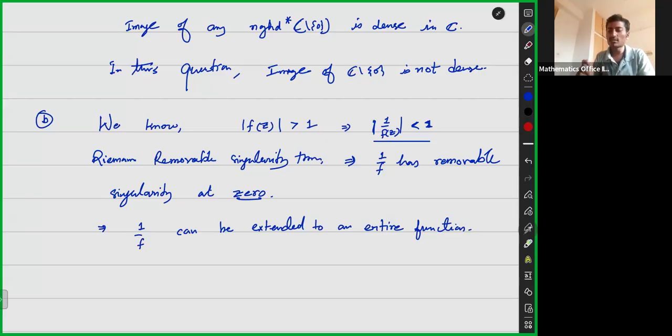Why? Because the modulus of 1 by f is bounded always, for every z in the domain, of course C minus 0. For 0, we don't care. Wherever singularities are, they are removable singularities. We can remove them and make it an entire function. Once it is an entire function, and also bounded, we are going to use Liouville's theorem. What it says is that the function 1 by f is constant.